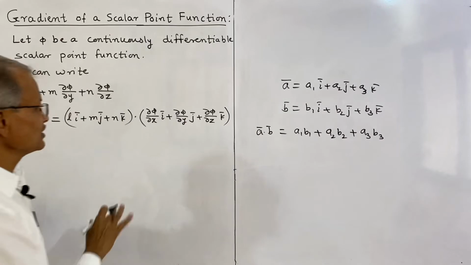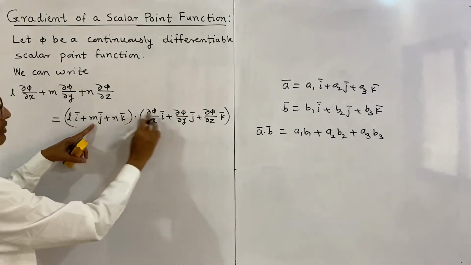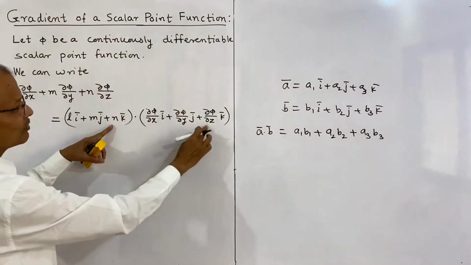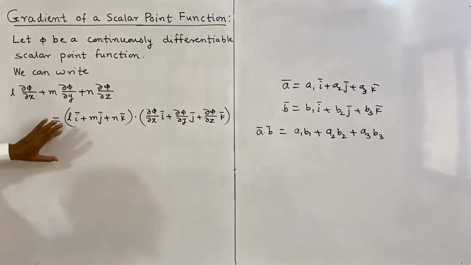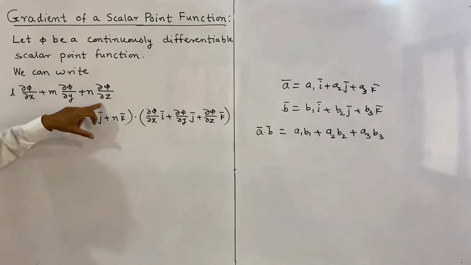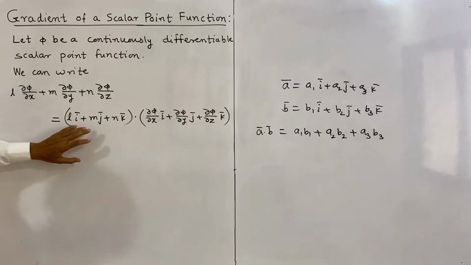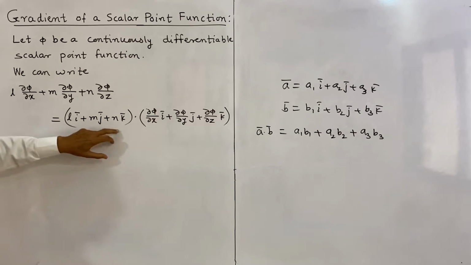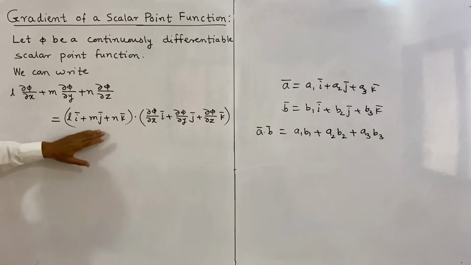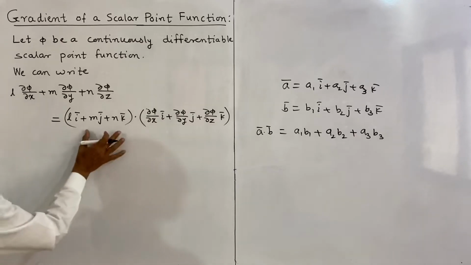So, this result is used here, and that gives l dou phi by dou x plus m into dou phi by dou y plus n into dou phi by dou z. Thus the dot product or scalar product of these two vectors is the directional derivative of the scalar point function phi along the line having direction cosines l, m, n. But now let us see the first vector. What is the first vector? l i plus m j plus n k, and that is the unit vector along the line. We will see how it is a unit vector.